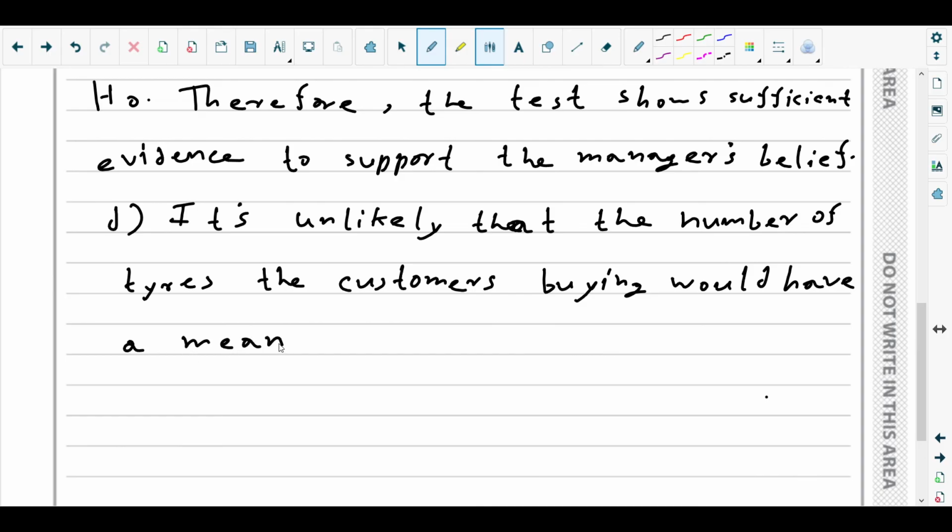You can write it in your own way, it's not like it must be the same as mine. The main concept is that the number of tires that the customers will be buying is unlikely to have a mean rate, or to have a constant rate, because it depends totally on the preference of the customer, right? So what we wrote here: it's unlikely that the number of tires the customers buy would have a mean rate, or would have a constant rate.